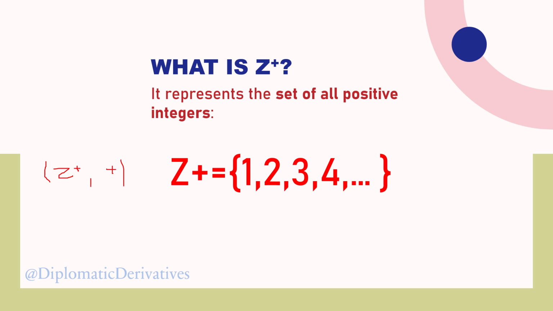In notation we can write Z+ as the set, and this is the operation. So this plus over here is not the operation. This plus represents the set itself, which is a set of only positive integers. So you exclude all the negative integers and you exclude 0 as well, because 0 is neither positive nor negative, and you write only the positive integers, that is 1, 2, 3, 4 and so on. So that's the set, and the operation on the set is addition. We have to prove whether this is a group or not.